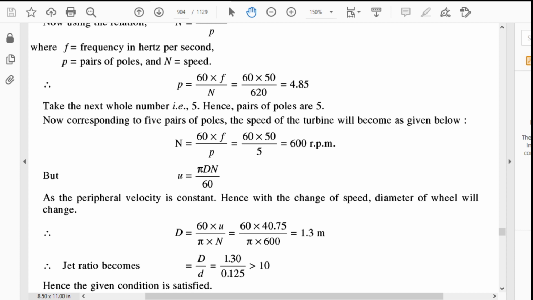This is about the design of the Pelton wheel or Pelton turbine and the general calculations of numerical parts for the Pelton wheel. In the next video, we will move on to the Francis or Kaplan turbine and the numericals for the same. Up to this, I hope you understand what a Pelton turbine is and how to design the different parameters for the Pelton wheel. Thank you.